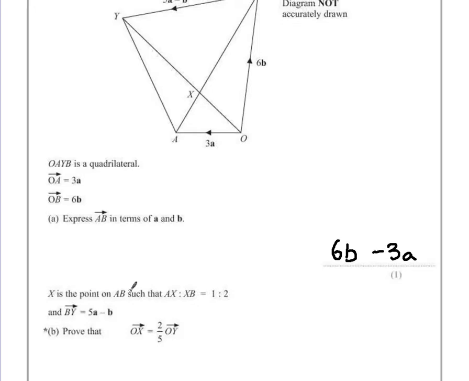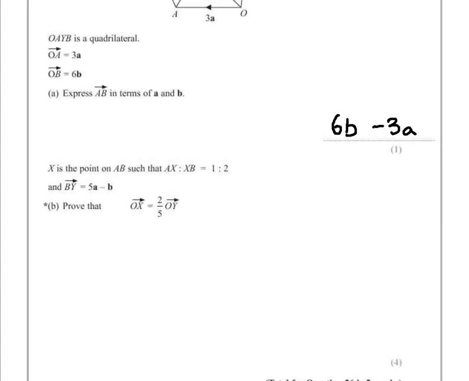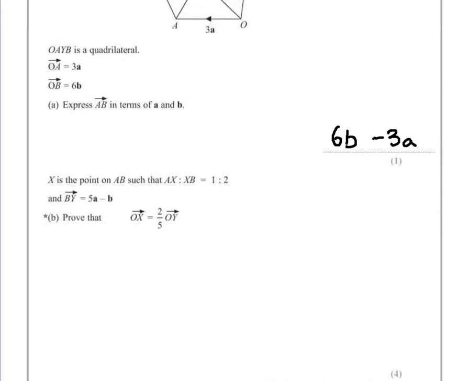Point X is a point on AB such that AX to XB is given by the ratio of 1 to 2. And the vector from B to Y is given as 5A take away B. Prove that OX is the same as 2/5 of the vector from O to Y. Okay, so this is going to be the big finale for this paper. It's a 4-mark question.